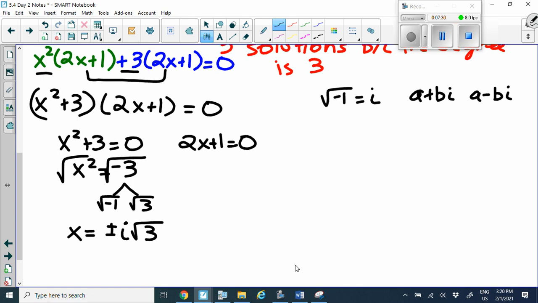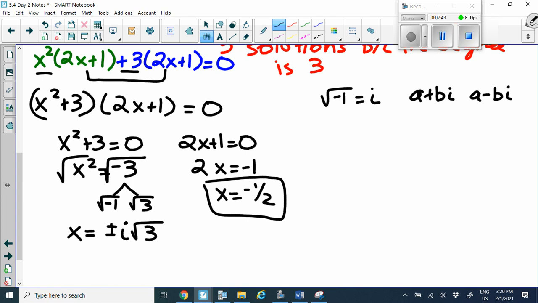Okay, so now let's solve for the other one. I subtract 1 and then divide by 2, so I get -1/2. Now let's count to make sure we get 3 solutions. Well, -1/2, that is 1. And then don't forget the plus minus represents 2 solutions. We have positive i square root of 3 and negative i square root of 3. So we do get 3 solutions.